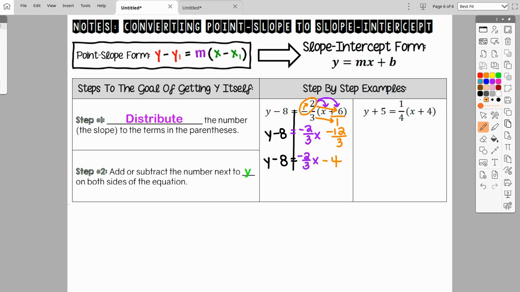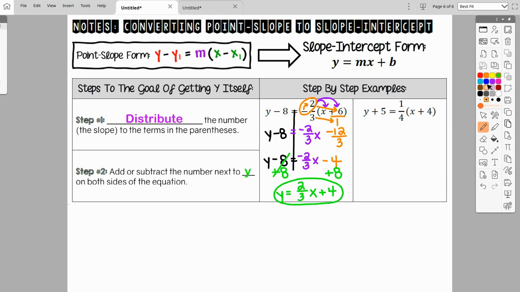From here, I'm going to go ahead and add 8 to both sides. That's my step number 2. Because it was a negative 8, I have to do the opposite, which is plus 8. Cancels out to just a y on the left side. The negative 2/3 x stays, but now with the negative 4, I'm adding 8, and negative 4 plus 8 is 4.